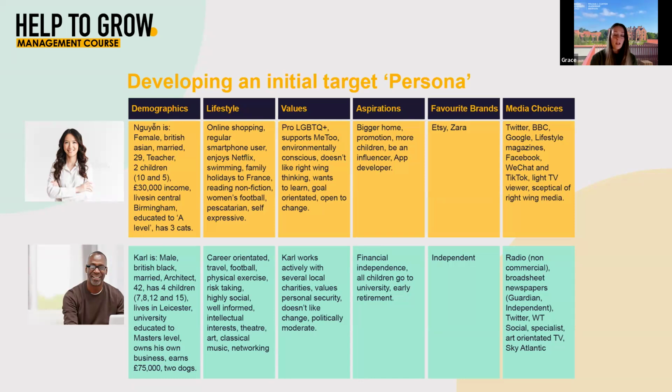Carl, again, served by the same company, but a different customer persona. So he's male, British, Black, he's in his 40s, he's highly educated, he's very career orientated as a result, but also quite traditional in his values and his beliefs. He is very focused on ensuring that he has financial independence and that his children have the same opportunities that he did. And because of that focus on independence and being more moderate, he's very interested in independent brands, more niche brands, and thus his media choices do tend again to be more traditional in terms of newspaper and standard TV.